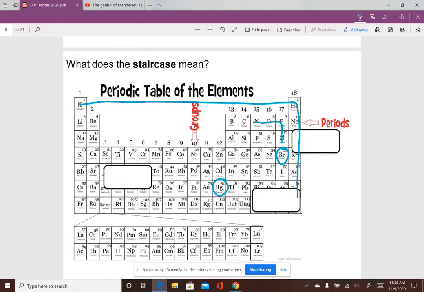So guys, in our next video, we're going to talk a little bit more about different ways that the elements are grouped together so that you can actually know a little bit more about them than you even think.